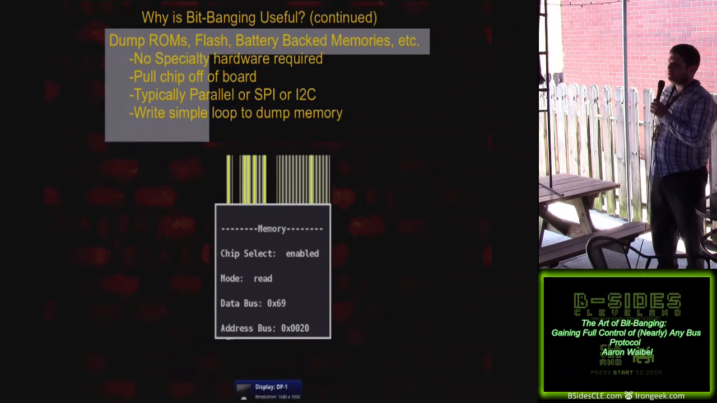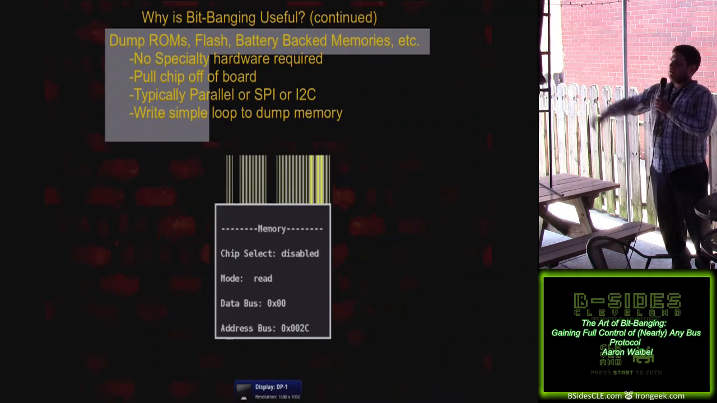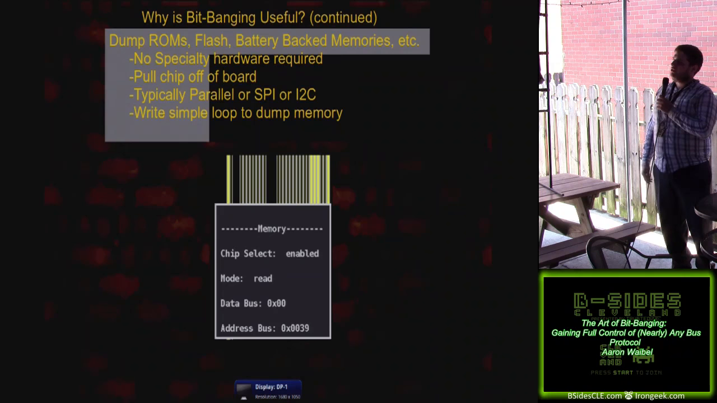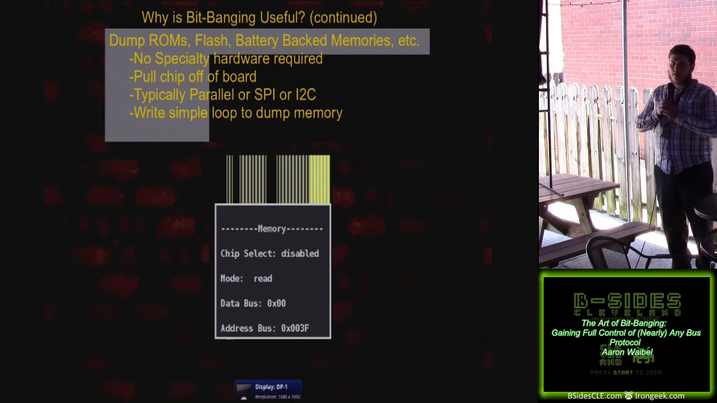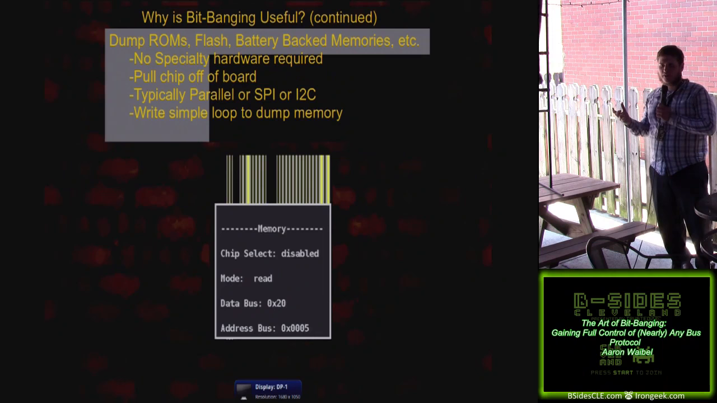The other two are just some control lines. So just by putting the address on the address bus, you can read the data back out. Pretty straightforward. There are a lot of hardware devices for doing this, but you usually have to find one that fits this exact chip that you're looking for.